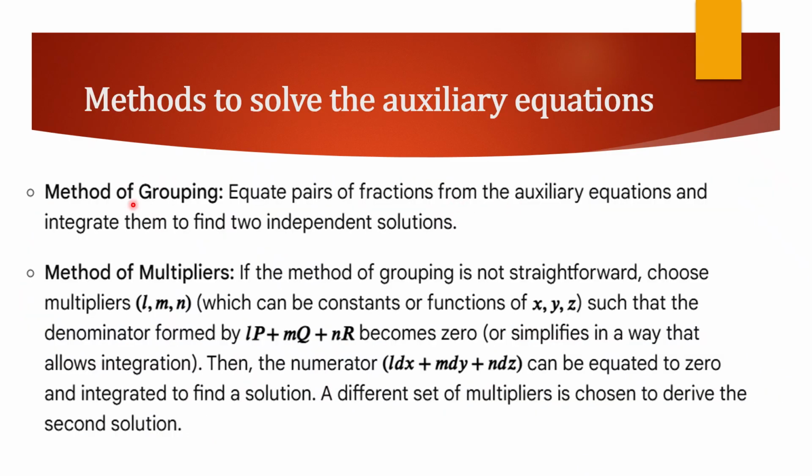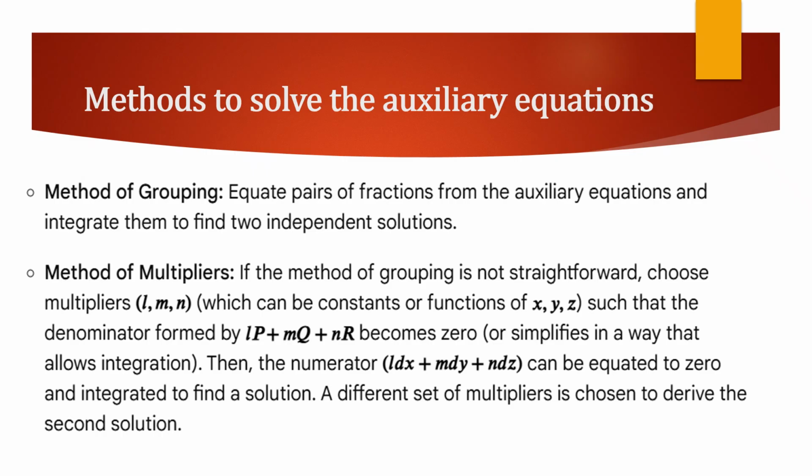Solving the auxiliary equations can be done using any one of the methods. The first one is known as the method of grouping, in which we are just equating pairs of fractions from the auxiliary equations and integrating them, and we can find out the two independent solutions. The second method is called the method of multipliers.